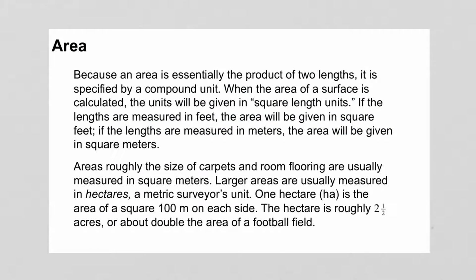Because an area is essentially the product of two lengths, it's specified by a compound unit. So we'll be in square length units. So if it's measured in feet, you would do square feet. In meters, it would be square meters. Areas roughly the size of carpets and room flooring are usually measured in square meters. Larger areas are usually measured in hectares, a metric surveyor's unit. 1 hectare is the area of a square 100 meters on each side. And the hectare is about 2.5 acres.